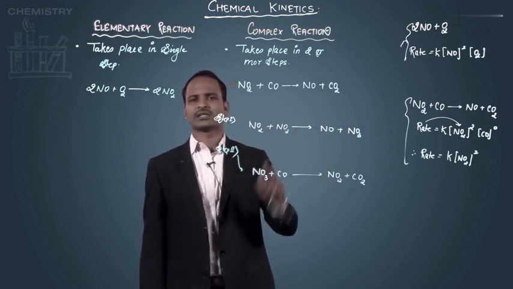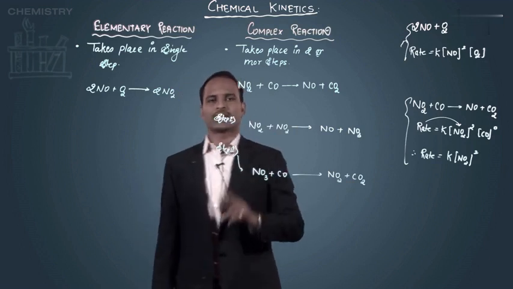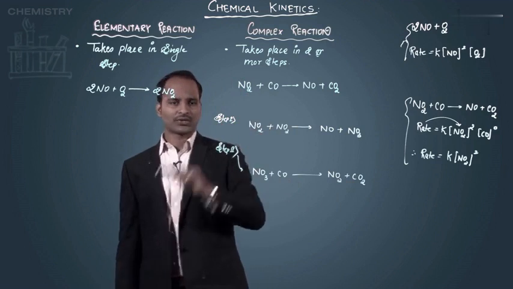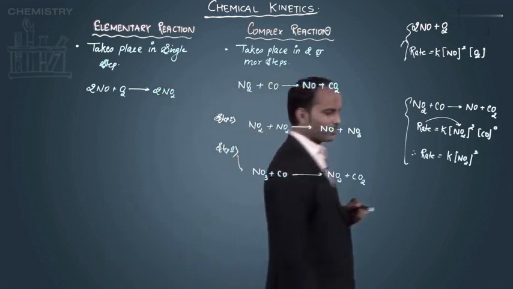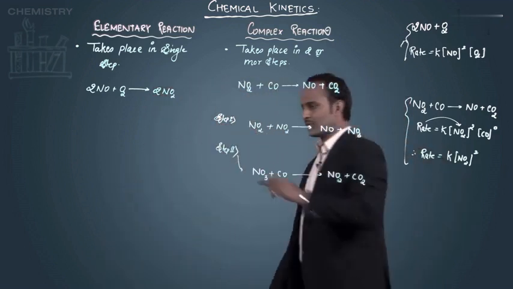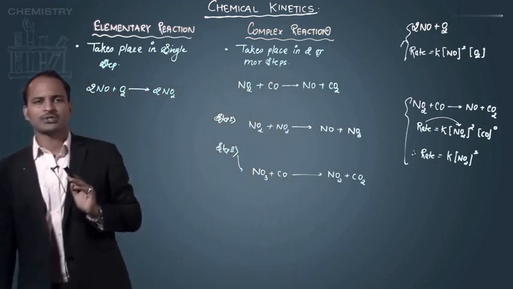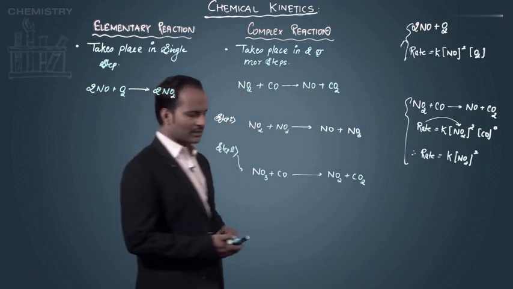That's why we had written a single step reaction. But overall the reaction is taking place in 2 steps. So this reaction is known as a complex reaction. A complex reaction is a reaction which is taking place in 2 or more than 2 steps. If I write a mechanism, then the mechanism also involves the same steps. Actually the reaction is single step.